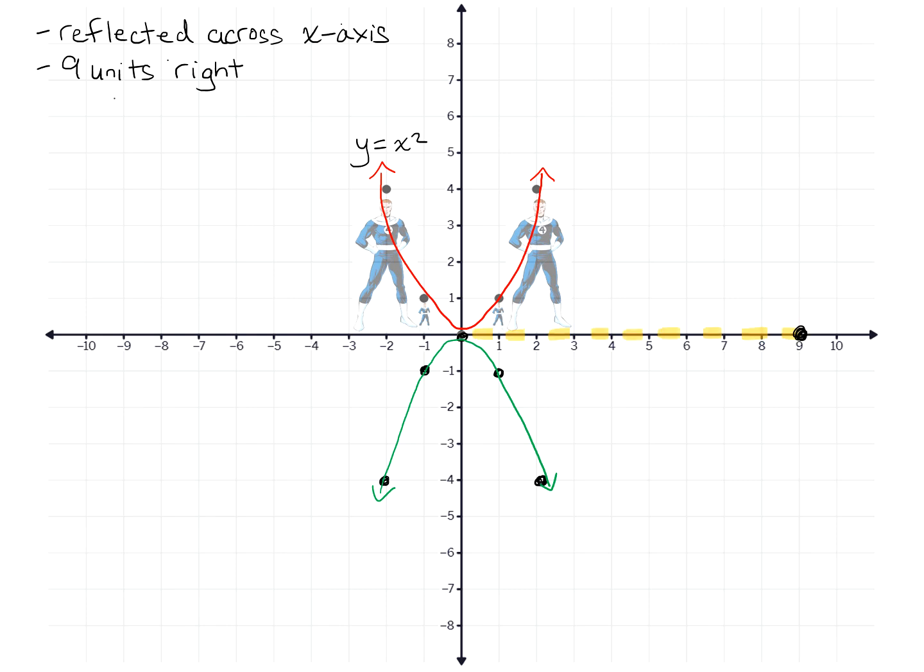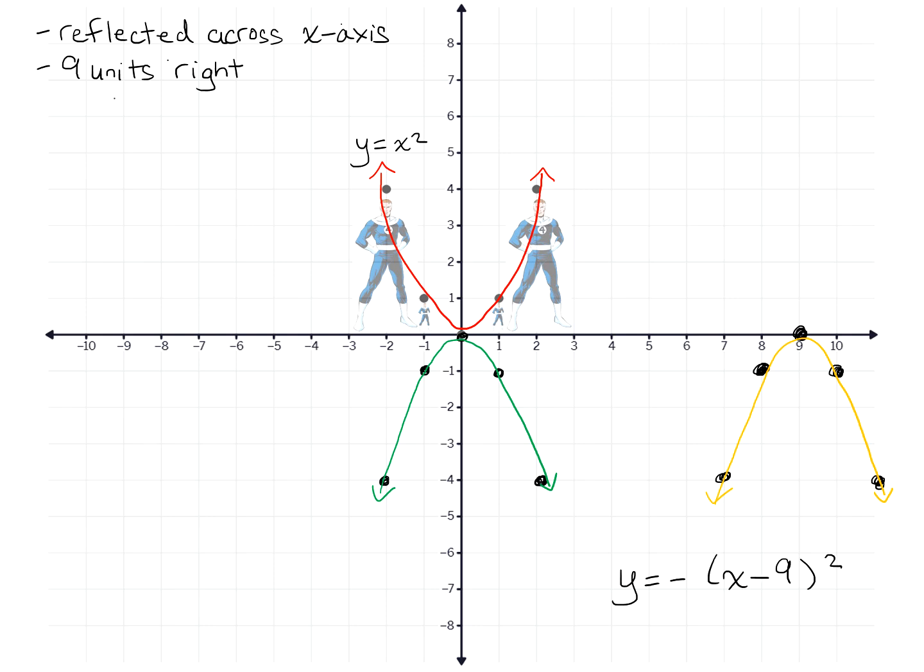Next, let's move our vertex 9 units to the right. We're going to move a second point 9 units to the right. And we're going to move a third point 9 units to the right. I've gone ahead and moved our last 2 points 9 units to the right as well.